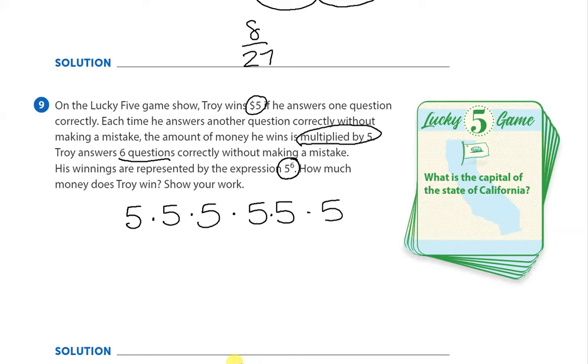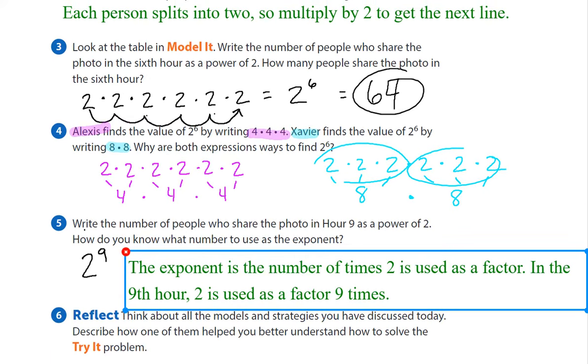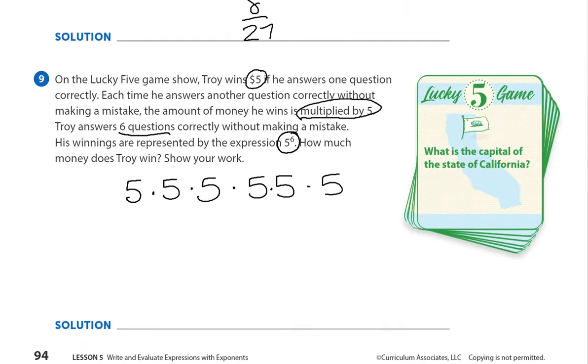Now remember, what were these people's names? Alexis and Xavier solved this a few different ways. So you can do 5 times 5 is 25, 25 times 5 is 125, 125 times 5. You can do it that way, that's fine. I don't mind. I'm going to do it this way. I'm going to do 5 times 5 is 25, 5 times 5 is 25, 5 times 5 is 25. And then I'm going to do 25 times 25.